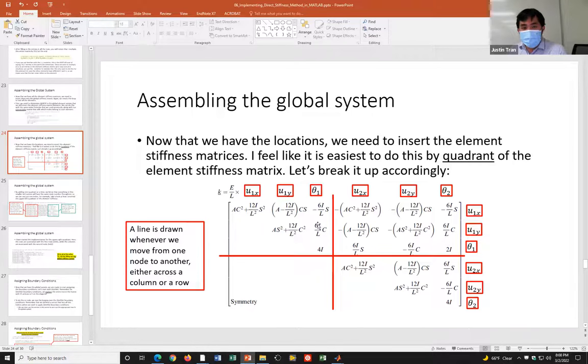Remember how I talked about how we assemble these matrices quadrant by quadrant? We start with the top left quadrant and put this into the global stiffness matrix, then we go to the top right one, the bottom left, and the bottom right one. Let's pretend for now that this is for element 2, because I think it makes it a little bit more interesting. So let's assume that all these are 2 right here. And these, of course, are going to be 3.